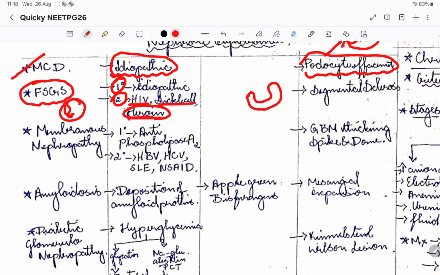In histopathology, FSGS would look like something like this. Segmental sclerosis will be there. This is the thing with FSGS.